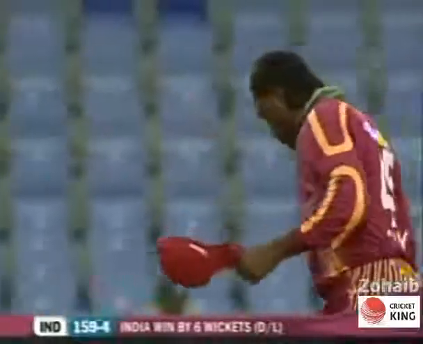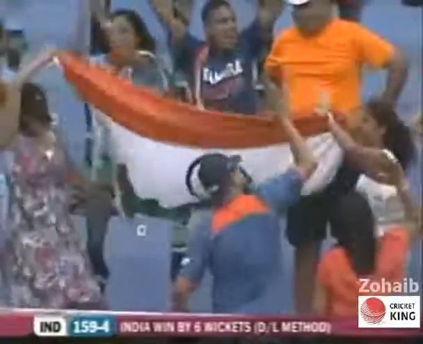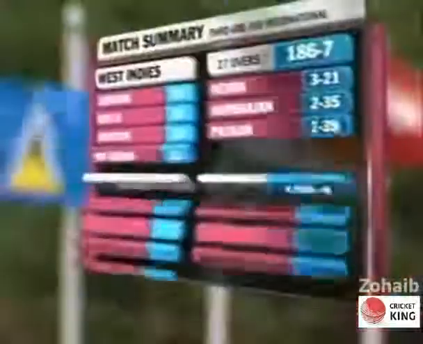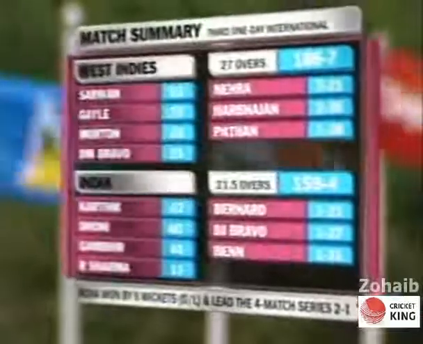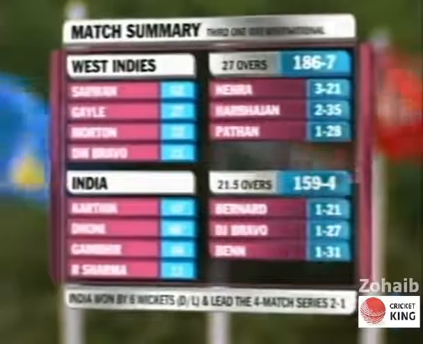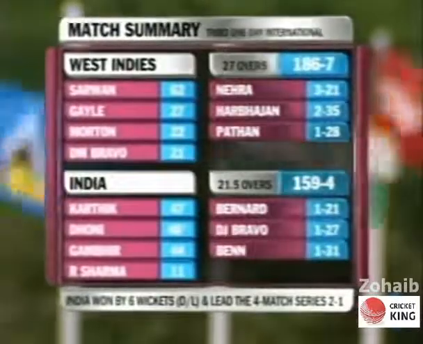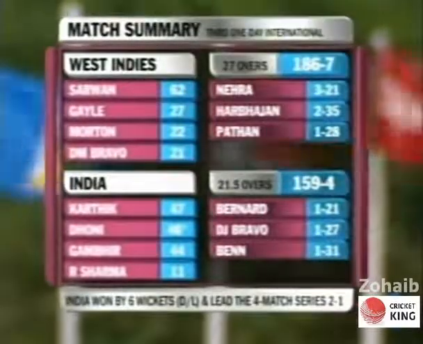A close, exciting match, but India go 2-1 up in the series with the last match here at the Beausejour on Sunday, and the West Indies must win that to level the series. And it should be another thriller with the West Indies 186 for 7. India just getting up in a reduced match.